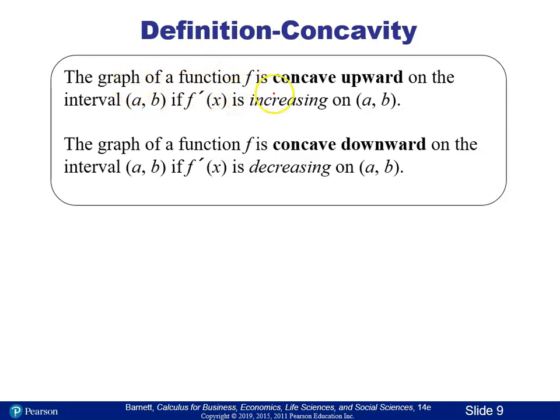The graph of a function f is concave upward on the interval if the first derivative is increasing, okay? Or another way to think of that is that the second derivative is positive, okay? Here, the graph of the function f is concave down on the interval if the first derivative is decreasing, or in other words, the second derivative is negative.